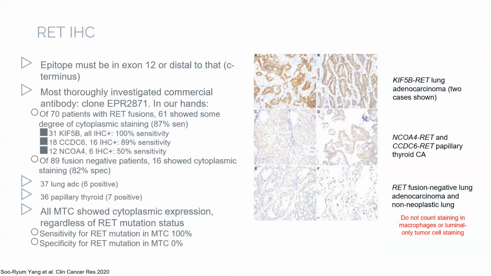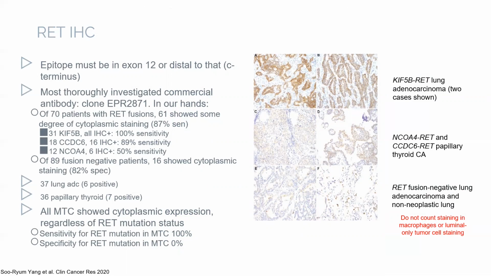RET IHC is not as commonly used as a screen for RET fusions at the current moment, and studies on it have been varying with respect to sensitivity and specificity. And prior to now, most studies were pretty small. For RET IHC, the epitope must be in exon 12 or distal because exons 1 through 11 of RET are generally not part of the fusion protein. The antibody generally should be monoclonal to reduce interbatch variability.